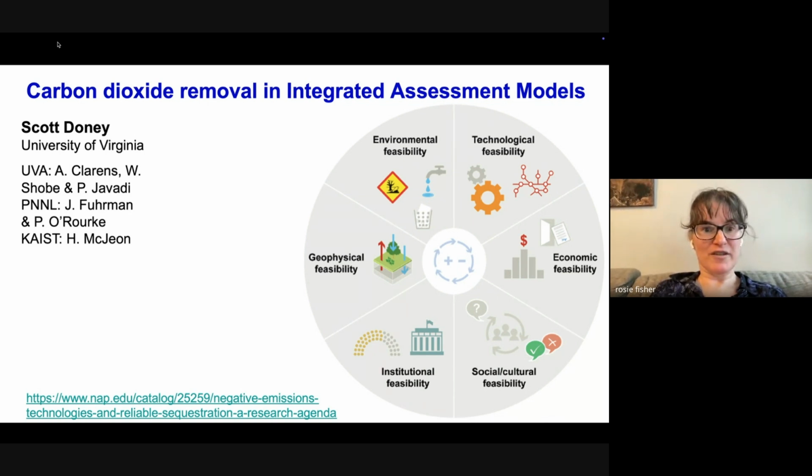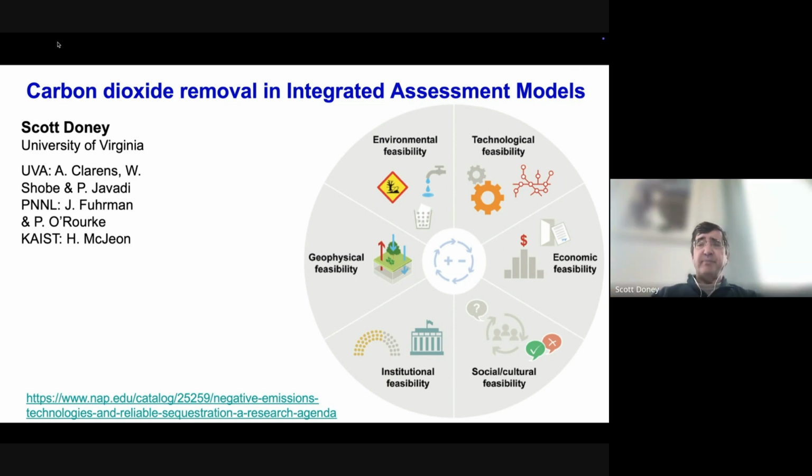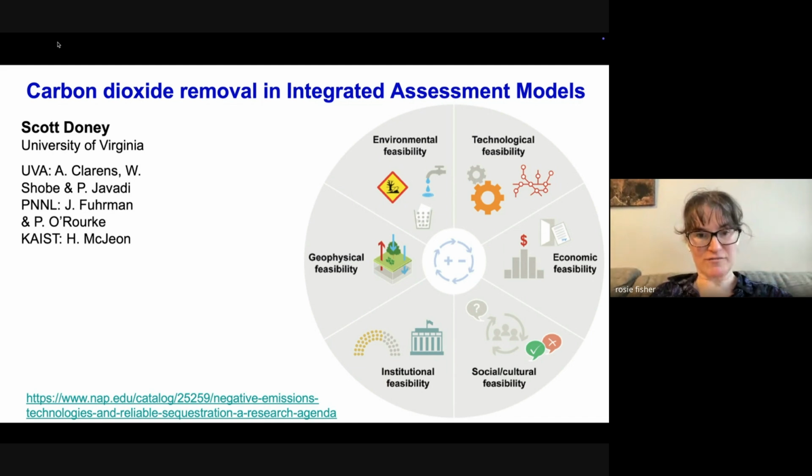So yeah, we have a bunch of new projects starting up on this as well, thinking about how to link uncertainty in Earth system models into IAMs. It would be fun to think about how this applies across different IAMs, because our ones are all very European focused. Excellent.